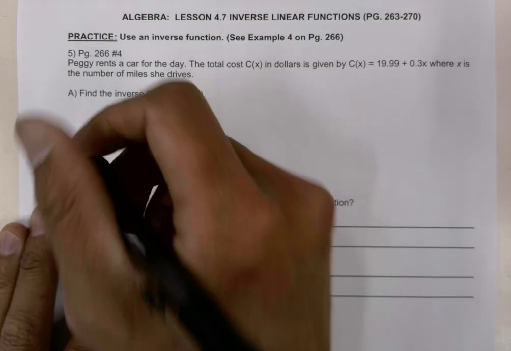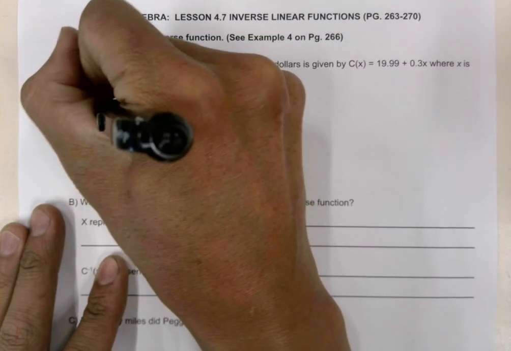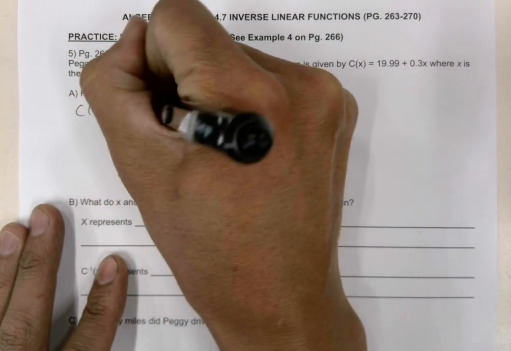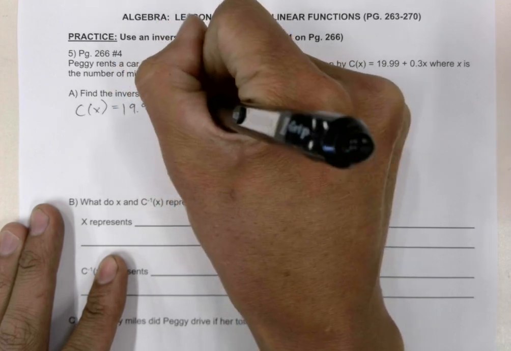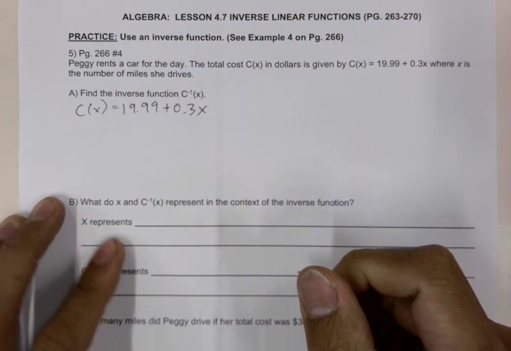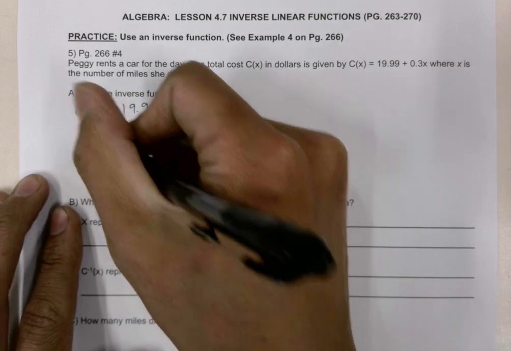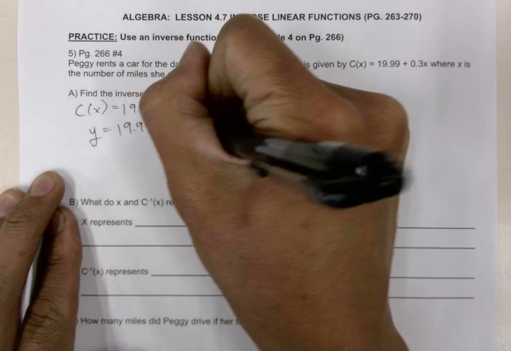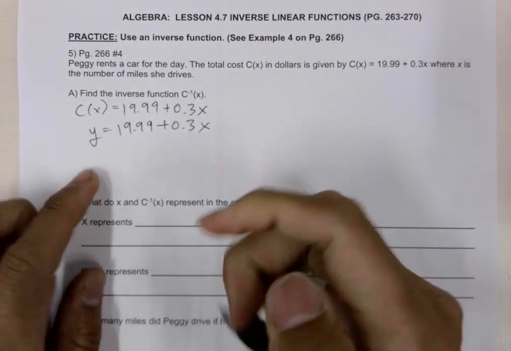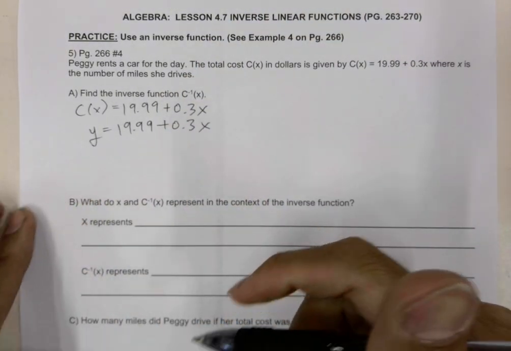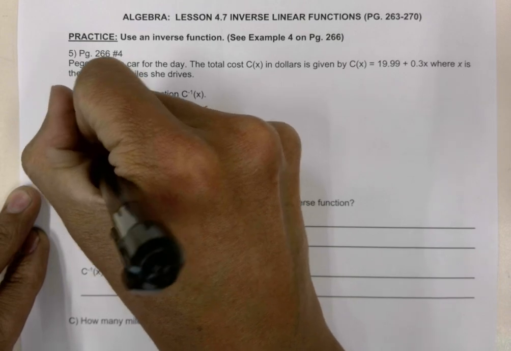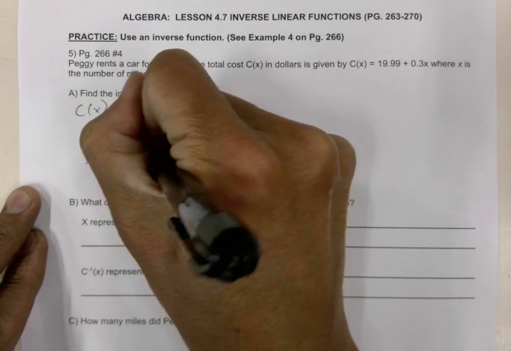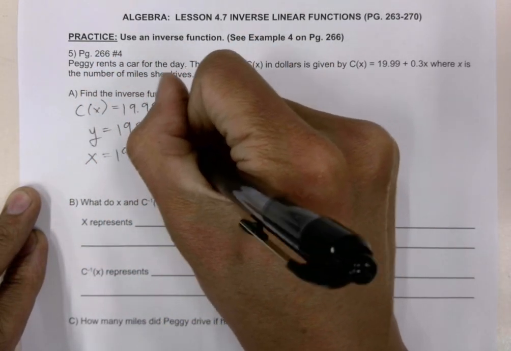We start with our function C of x is equal to 19.99 plus 0.3x. We replace our C of x with y. Then we swap our x and our y's. So in the place of our y, we're going to write x. And in the place of our x, we're going to write y.